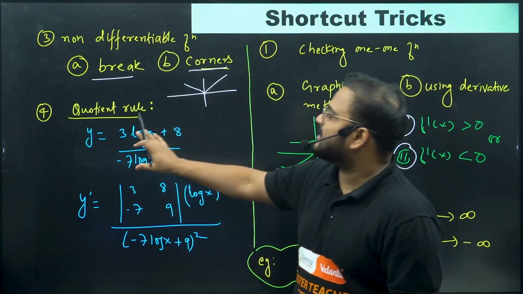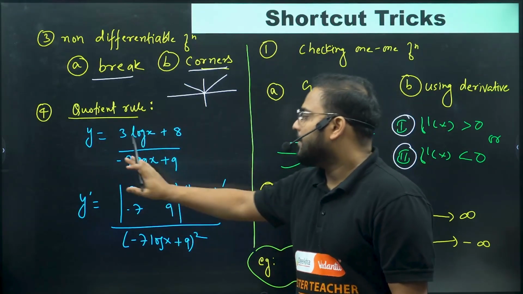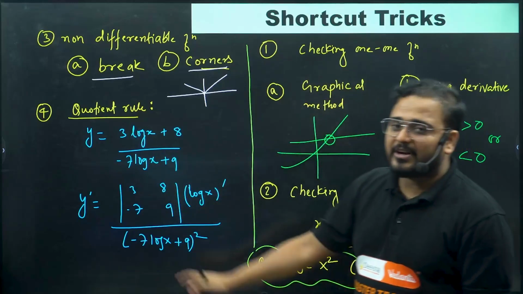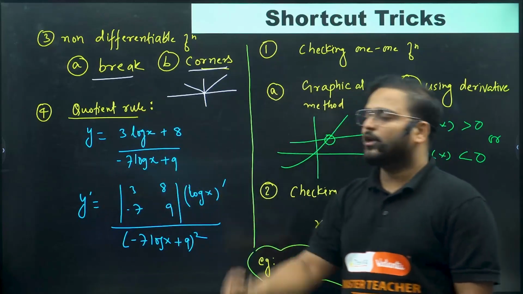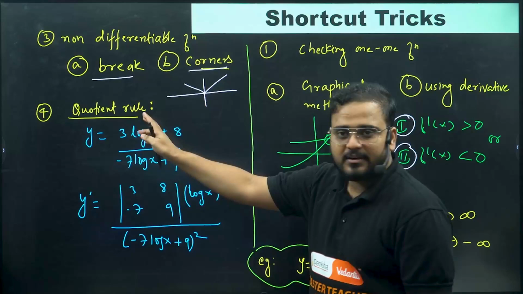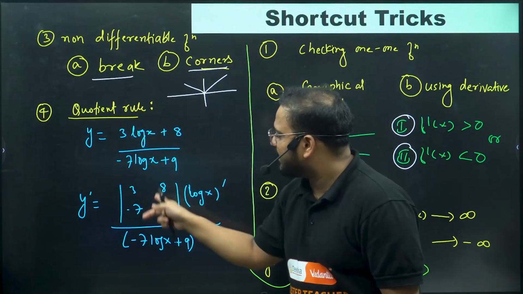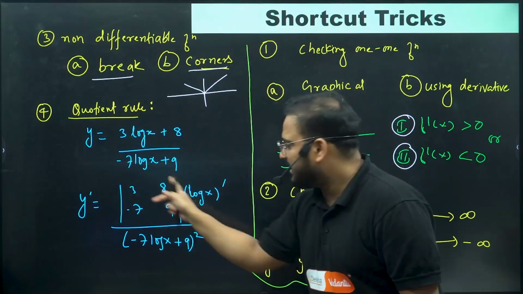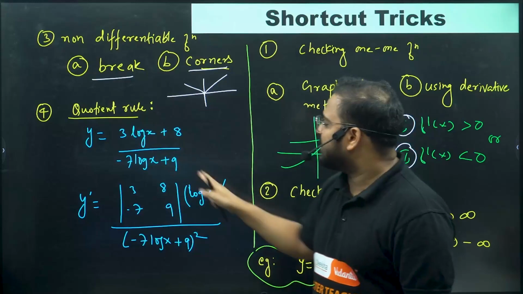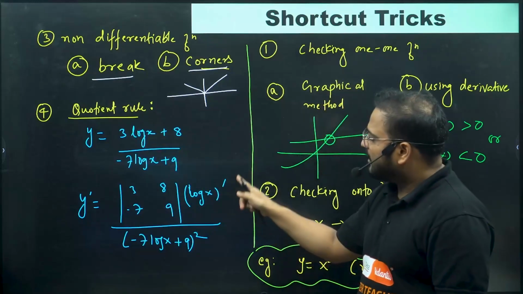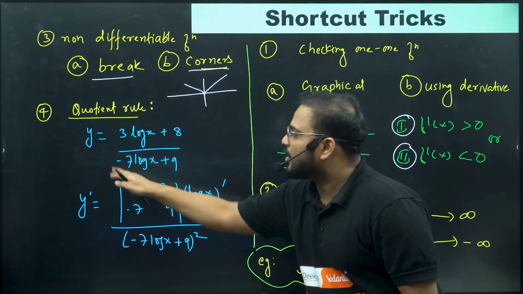What is it? If the function is given like this, (3 log x + 8)/(7 log x + 9), I'm looking for the derivative of that. I'm looking for y dash of that. What are you going to do? I'm going to write here, simply take the coefficients. So we have 3, 8, 7, 9. Find the determinant of that, and keep the function's derivative over here, log x derivative. Dash means derivative, and simply the denominator's whole square.